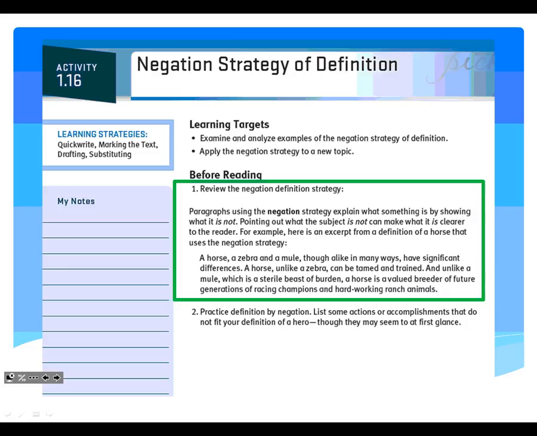So first, I'm going to ask for someone to go ahead and read step 1 and the chunk of text that falls right below. Go for it, Taylor. Before we review the negation definition strategy. Paragraphs using the negation strategy explain what something is by showing what it's not. Pointing out what the subject is not can make what it is clear to the reader. For example, here's an excerpt from a definition of a horse that uses the negation strategy.